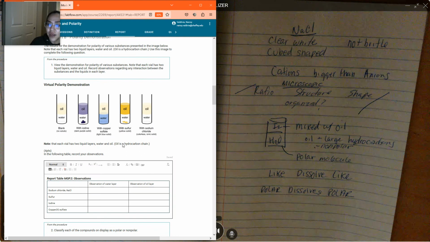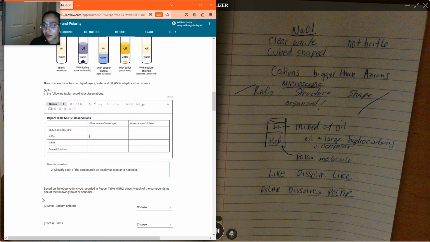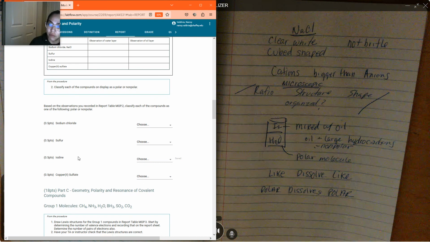All right, so you want to go ahead and write those observations down on what you notice on each of the layers for water and oil for sodium chloride, sulfur, iodine, and copper. All right, now we want to classify them as polar or nonpolar. We were looking at the one with iodine, and we said iodine mixed with oil, knowing that oil is nonpolar, iodine will also be nonpolar. So we would just choose nonpolar.